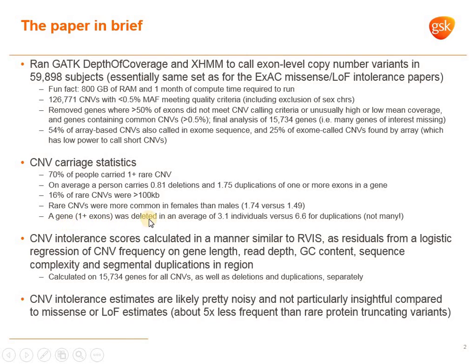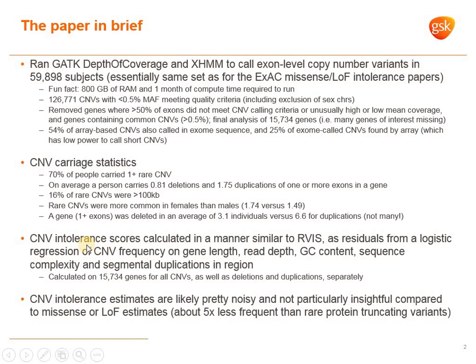And getting down to how much data underlies the ability to draw any inferences about negative selection for copy number variants: on average, any particular gene only had about 3.1 individuals with deletions and 6.6 individuals with duplications. So that's not many average CNV events to observe to try and draw inferences about whether you're seeing a dearth of copy number variants that would indicate intolerance. I'll come back to this in a minute.